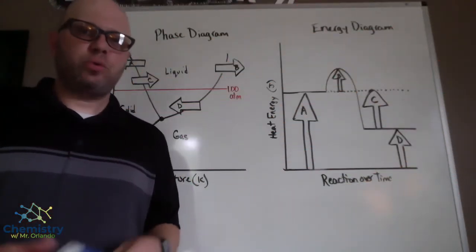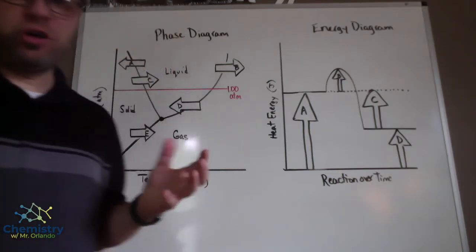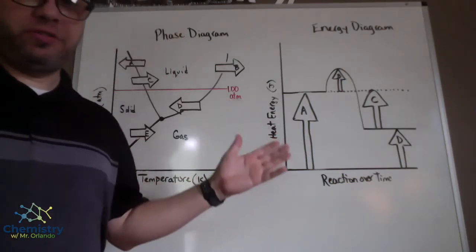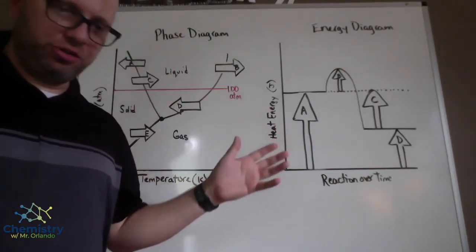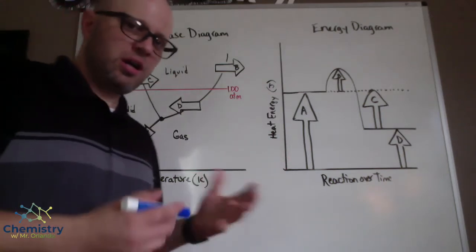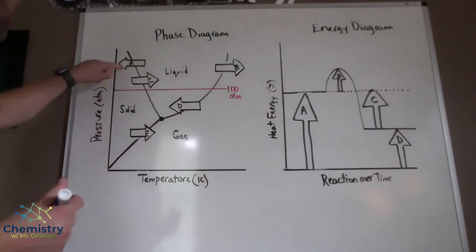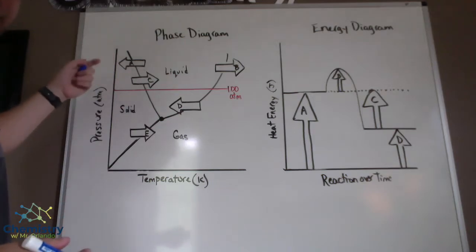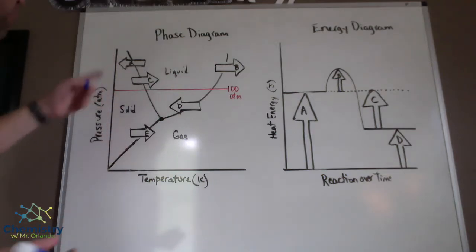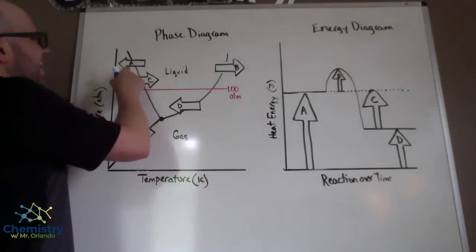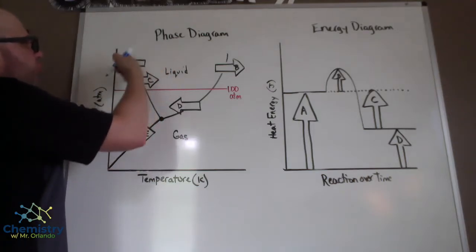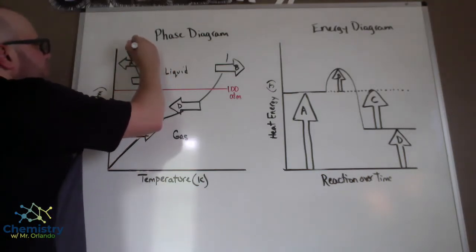Okay, I am back with question number 5. So question number 5 presents us with 2 different diagrams, a phase diagram and energy diagram. I'm just going to go through a couple of the important points here. So if you notice, I have labeled A, B, C, D, and E as 5 different changes. So letter A, this is going from a liquid to a solid, so you can call this freezing.